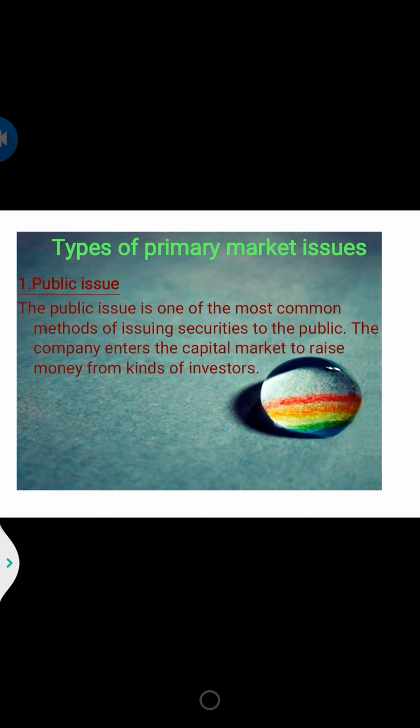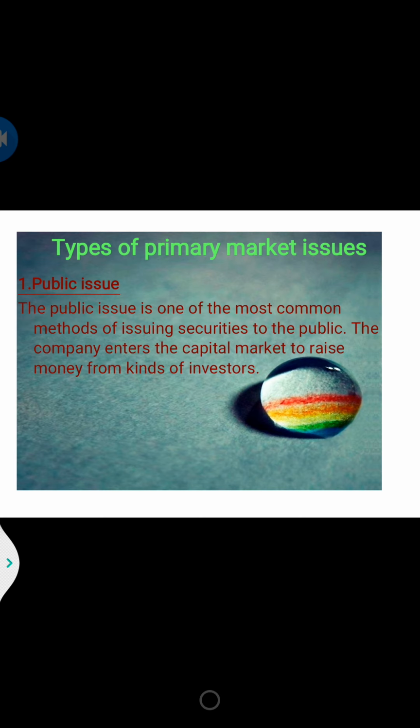Furthermore, the other ways to raise funds in the primary market are through a further public offer or follow-on offer, which we call FPO, private placement, preferential issue, qualified institutional placements, rights issue, and bonus issue. These are the various types or methods by which a company is going to raise funds.